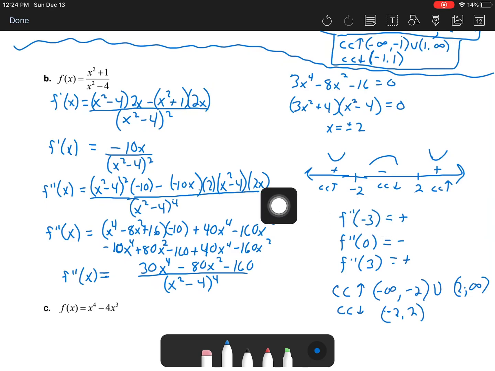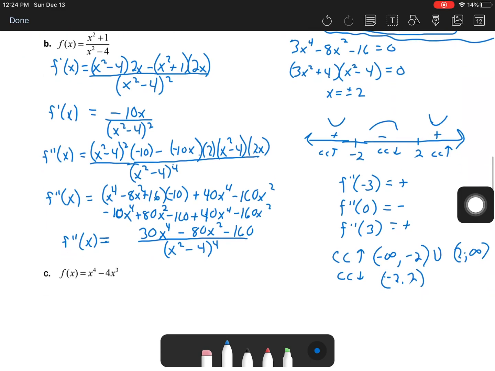We do need to take a closer look, though, because if you look at the original function, where that concavity changes, the function is actually undefined there. So we can't have an inflection point if there is no point on the graph. If I put in negative 2 or positive 2, that's where there would be a vertical asymptote on the original function. So concavity can change where the asymptotes appear in the original graph. So in this case, there are no inflection points.